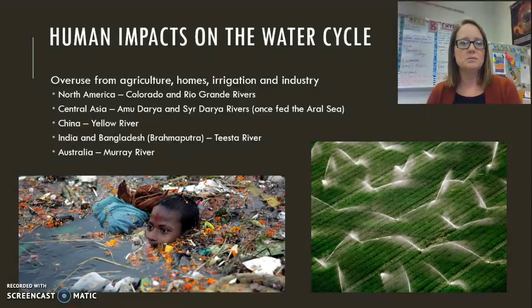So what we're seeing, some of our rivers and seas in North America, the Colorado and Rio Grande, we're seeing some pretty negative consequences. The rivers are running dry. In Central Asia, there are two rivers that once fed the Aral Sea, and we'll take a look at the Aral Sea in class and what's happening there. In China, we're seeing issues with the Yellow River, the Teesta River in India and Bangladesh, and the Murray River in Australia.